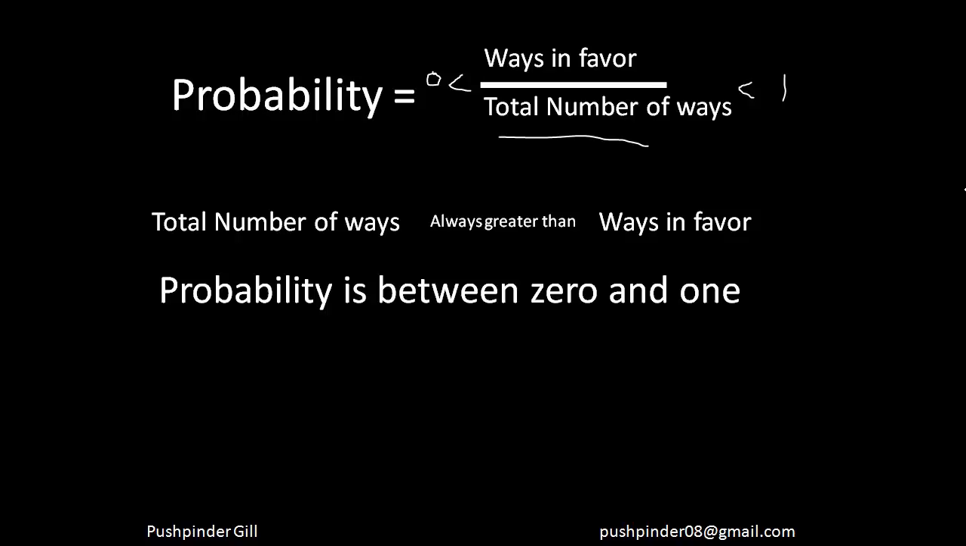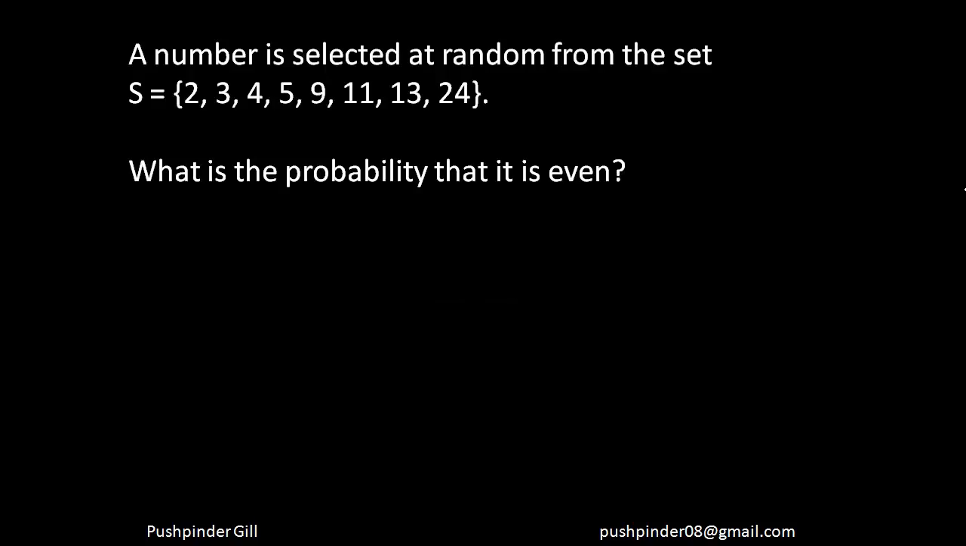Now let's just solve the simplest of the questions and understand the concept of probability even better. A number is selected at random from the set. What is the probability that it is even? So what does the formula tell us? What is probability? Probability is the number of favorable cases divided by the total number of cases. So let's see what the total number of cases is here.